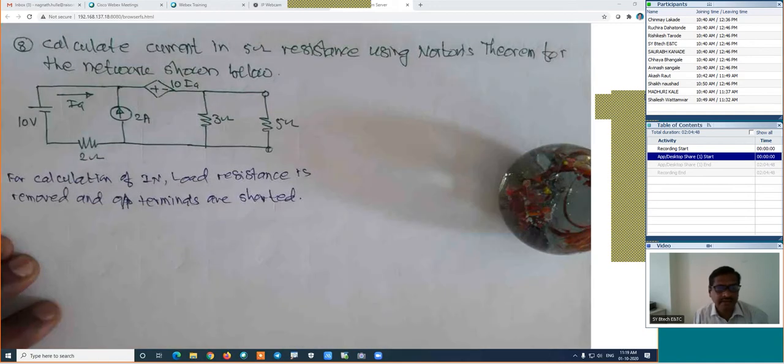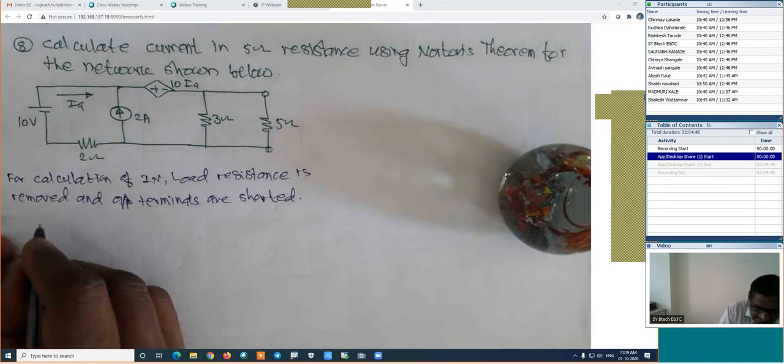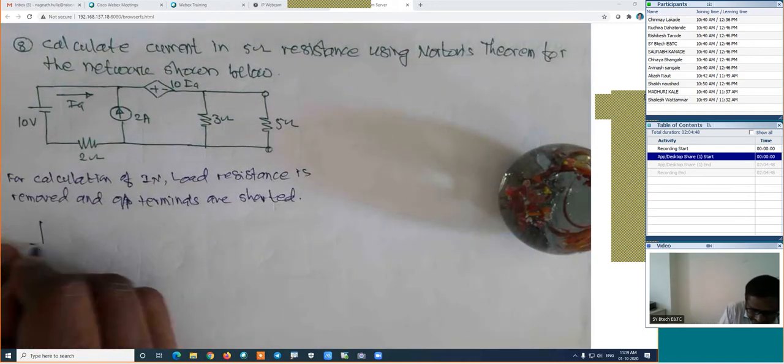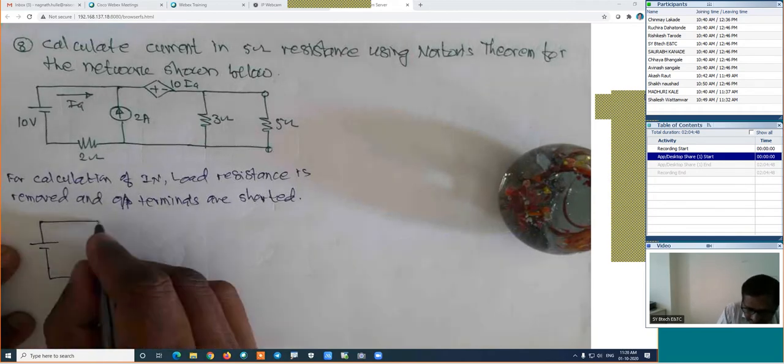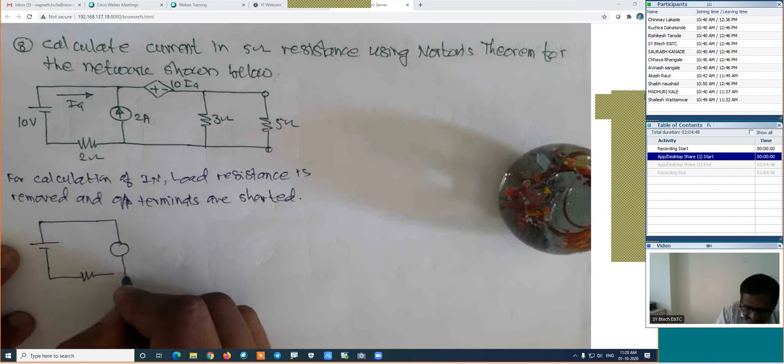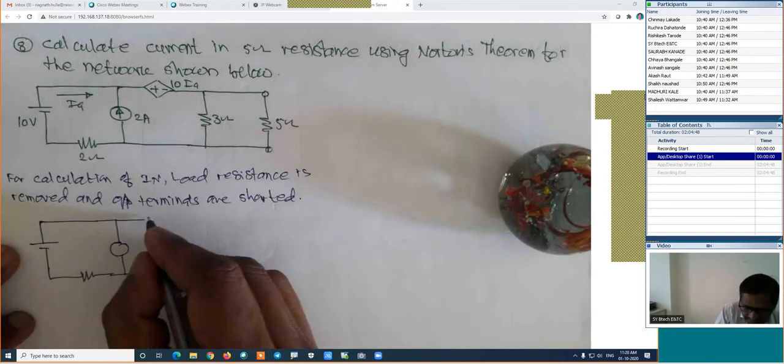Draw this figure. In that case, the figure will be something like this.